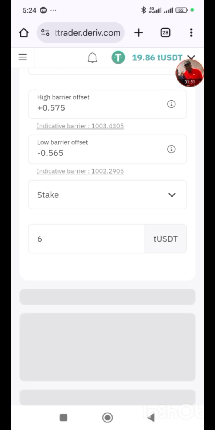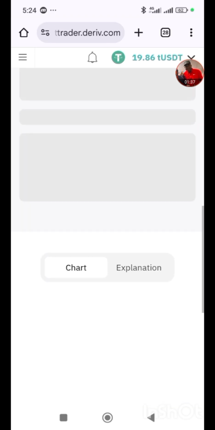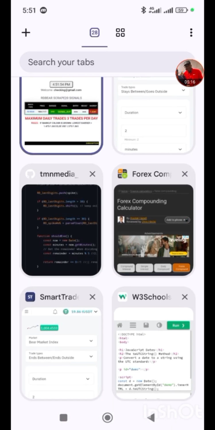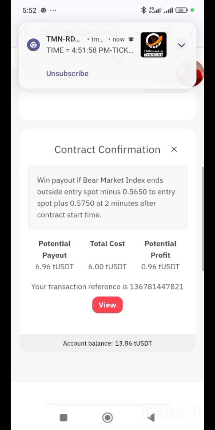You can see it's just like 0.5, 0.5, then my stake. So I'm going to wait for a signal. Once the signal shows up, I'll be back. You can see the signal is upcoming, so let's come here. Be ready this time around. So we are ready this time around.